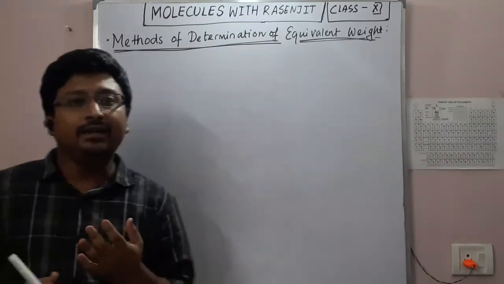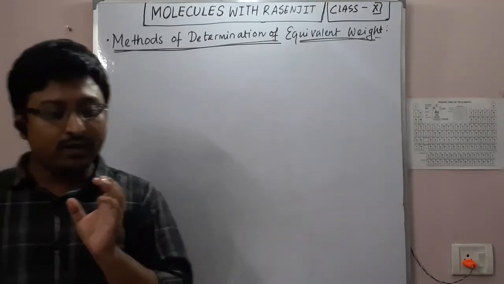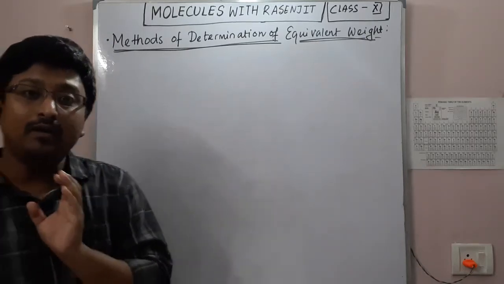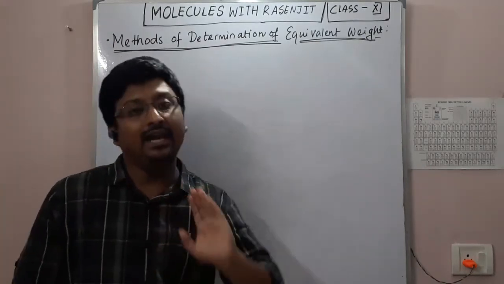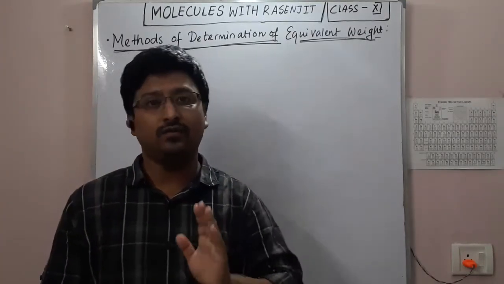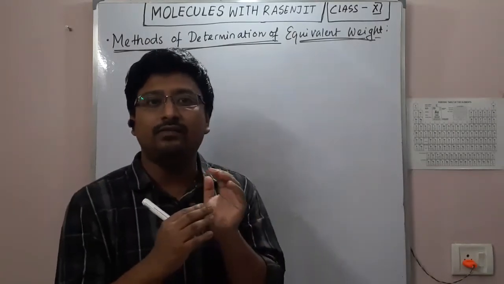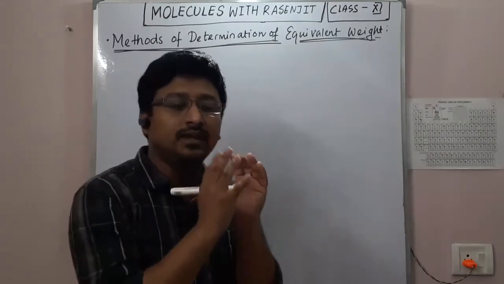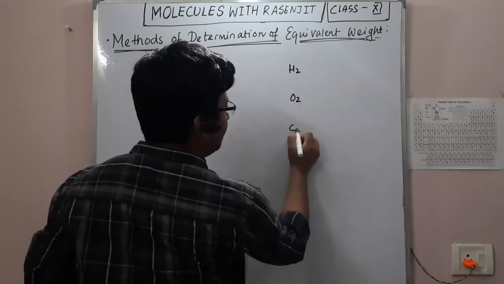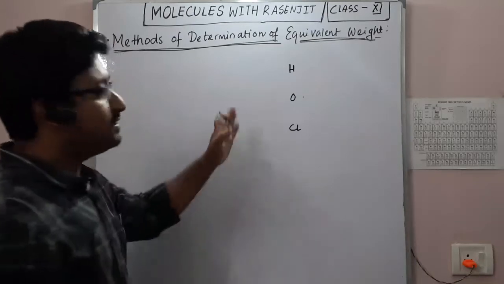Equivalent weight of an element is basically defined as the part of mass of that element that combines with or displaces, directly or indirectly, 1.008 parts of hydrogen, 8 parts of oxygen, or 35.5 parts of chlorine. That means the standards which we are keeping here to determine the equivalent weight of a substance are the hydrogen atom, the oxygen atom, and the chlorine atom. So this is the standard.